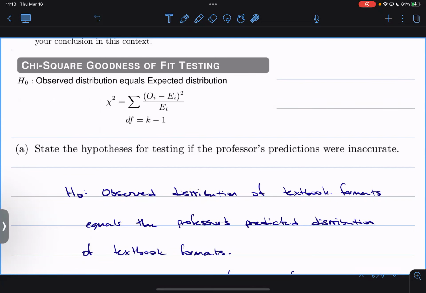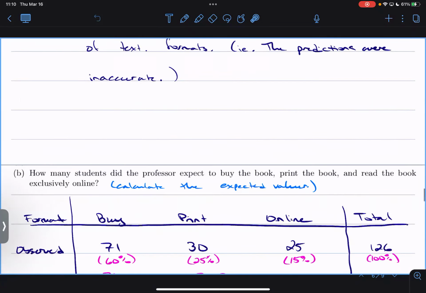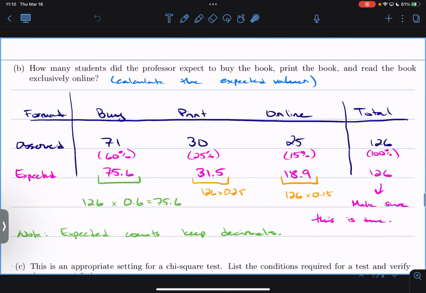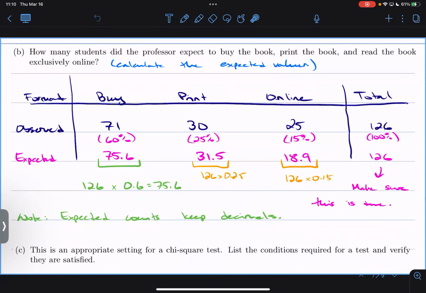Okay. And so we went through and we stated the null and the alternative hypotheses. We talked about how do we calculate the expected values, right? And so we had some proportions in each category, right? And then we can multiply that by the total, which means that the expected total should be the same as the actual total, right? So you're going to keep all the decimals for your expected values, otherwise it's going to make a mess.